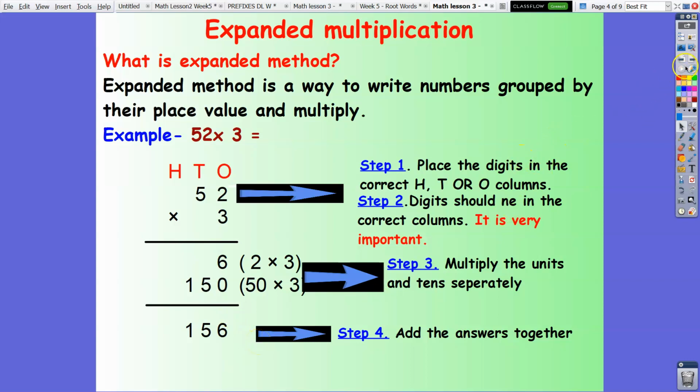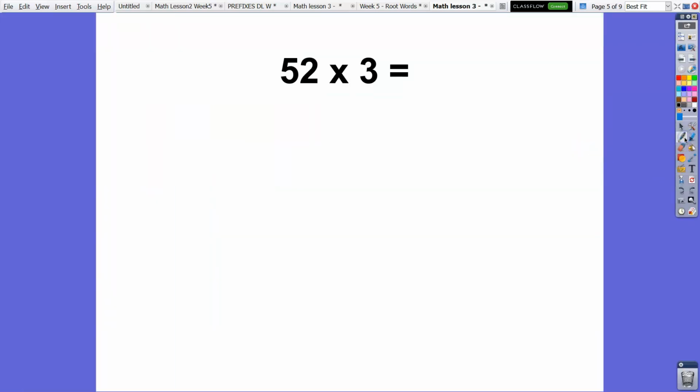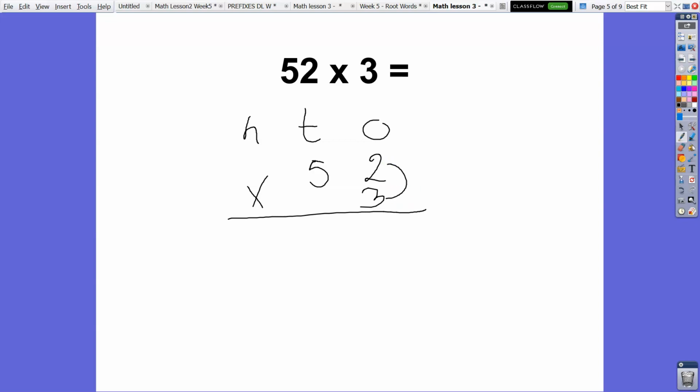Now to give you clearer procedures, I'd like you to see this properly. Our number problem is 52 times 3. Again, we have to write it in columns according to its place value. So we have the hundreds, the tens, and the ones or units. 52 is 5 tens and 2 ones. Our multiplier is 3 ones. So that's the first step. Write the numbers in columns. Second, multiply the first column, which is the ones. So 2 times 3 is 6. Write down the answer below.